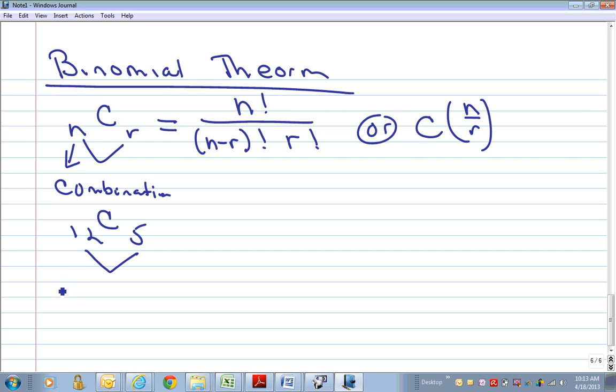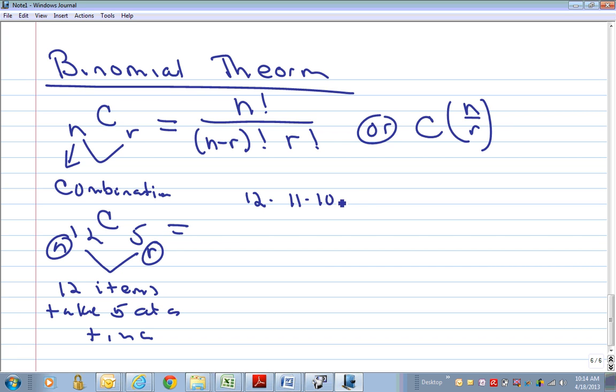This would be a combination where you have 12 items taken 5 at a time. So how would we calculate this particular coefficient? Here's what you would do. Remember, we're going to use our factorial. The n is the 12 and the 5 is the r, so make sure you have that down. So you would do 12 factorial at the top, so 12 times 11 times 10 times 9 times 8 times 7 times 6 times 5, and I'm going to stop because of the 5 in the bottom for a minute.